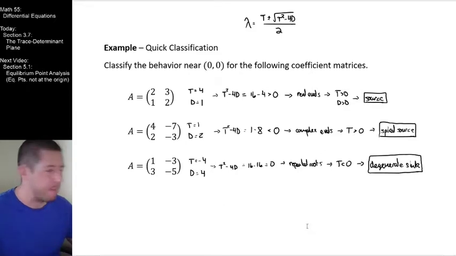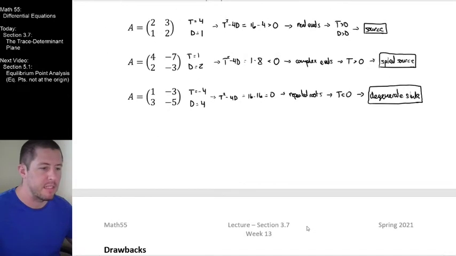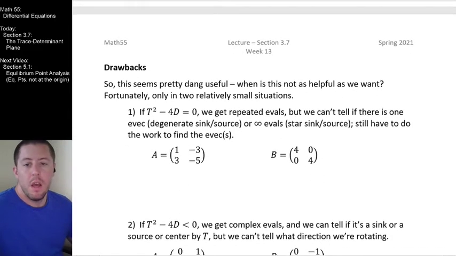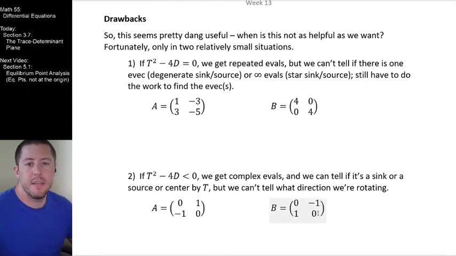I want to know how you think about this. What's your step-by-step process to walk through this here? So, well, here's the deal. This seems pretty useful. When is this not as helpful as we want? Fortunately, there are only 2 relatively small situations in which we get a little bit stuck with this guy right here. And neither of them are a huge deal. One of them I'm basically not worried about. The other one, we just got to do a little bit of math to worry about.